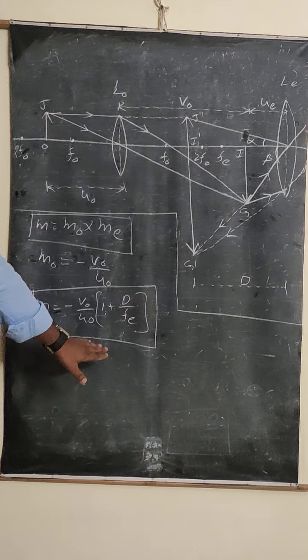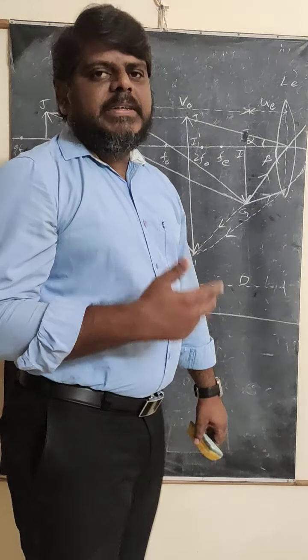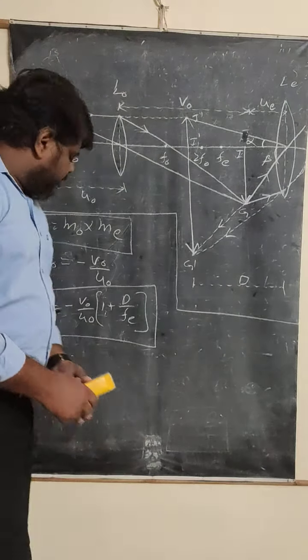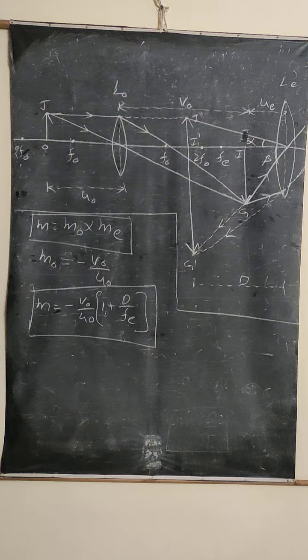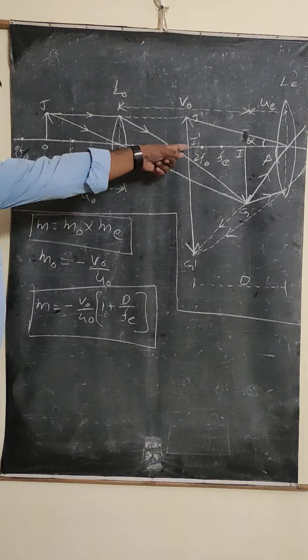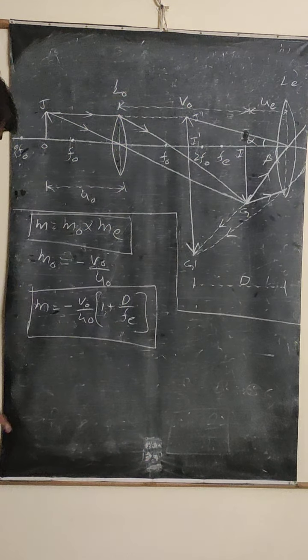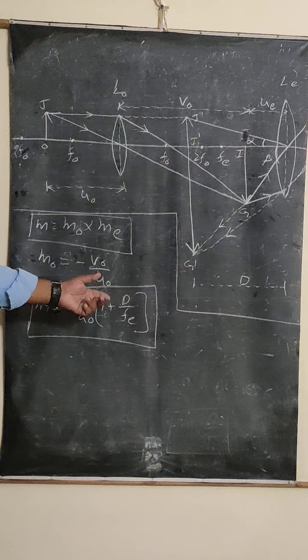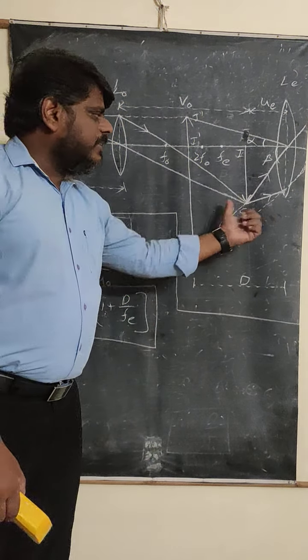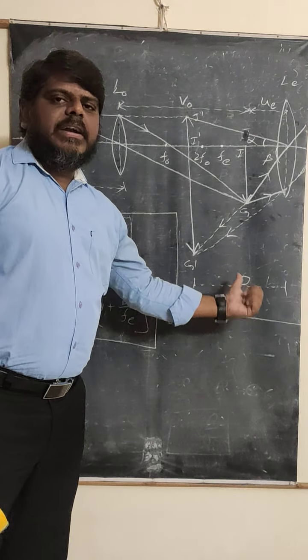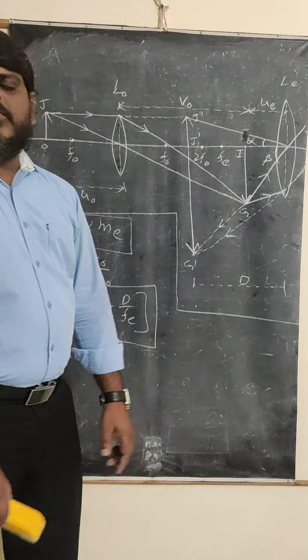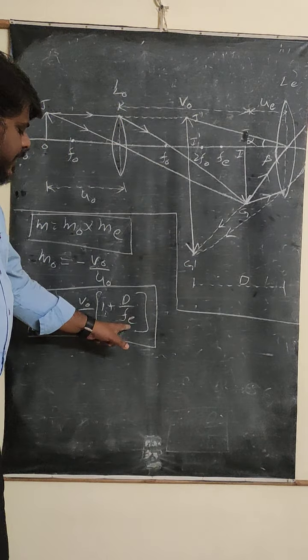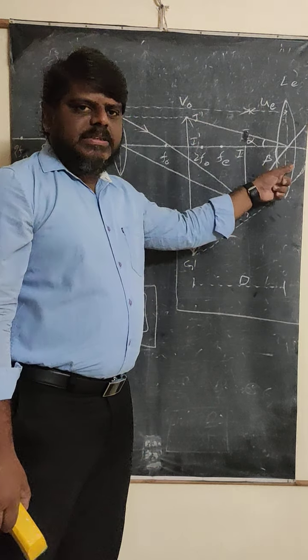This formula is very, very important to solve problems, especially for the competitive part also. Refer to the terms once again. V0 is the image distance produced by the objective lens. U0 is the object distance from the objective lens. D is the distance of the final image at the near point, and D is constant; we know the value is 25 centimeters. FE represents the focal length of the eye lens.